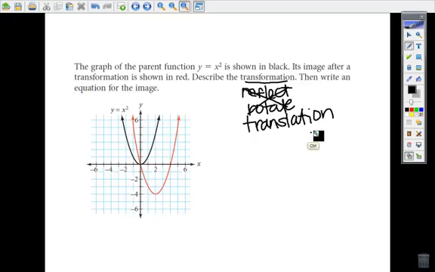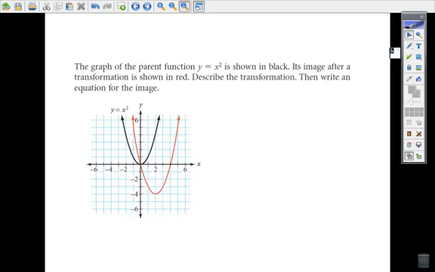So we're going to describe the translation. I'm just going to do general terms for right now. I know that from the parent function, it's going right and down.